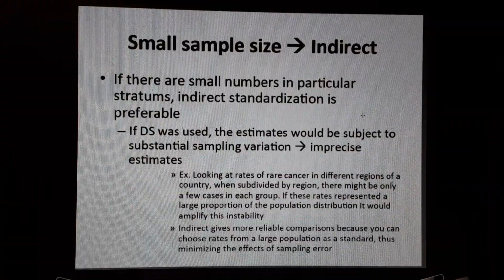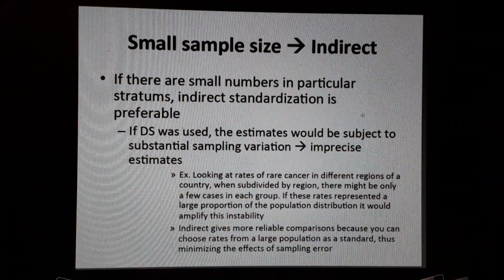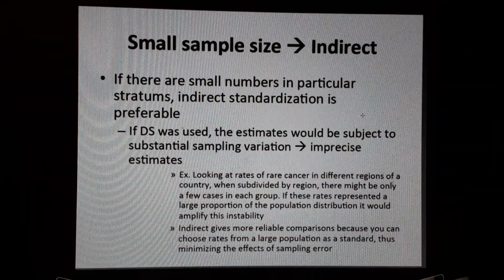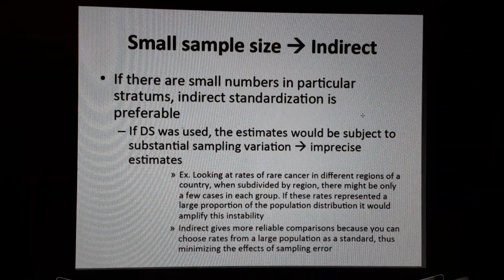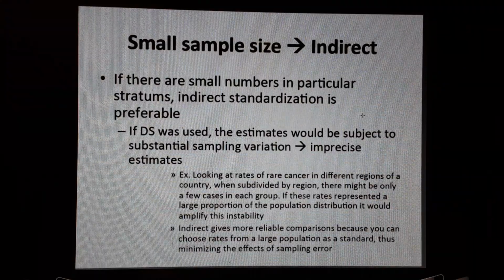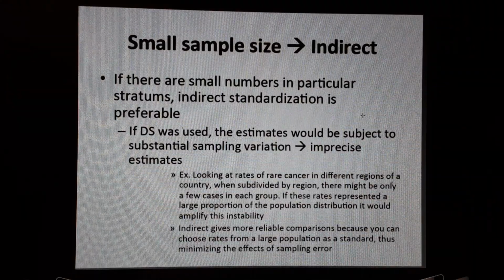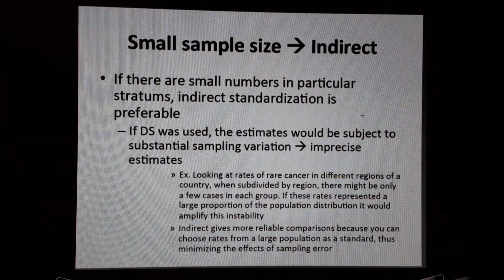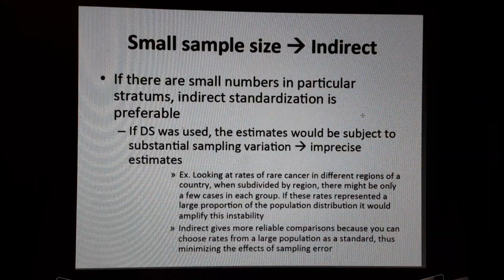If direct standardization was used, the estimates would be subject to substantial sampling variation, and this would lead to imprecise estimates. So if you're looking at rates of rare cancer in different regions of a country, when subdivided by region, there might only be a few cases in each group. If these rates represented a large proportion of the population distribution, it would amplify this instability.